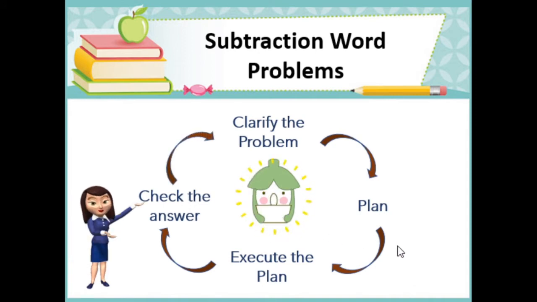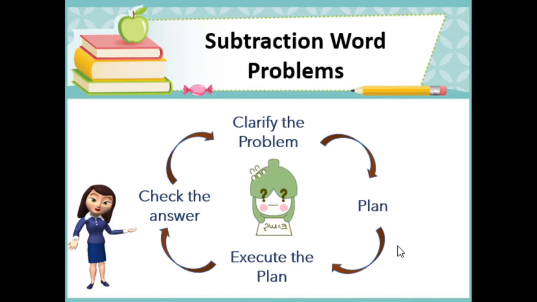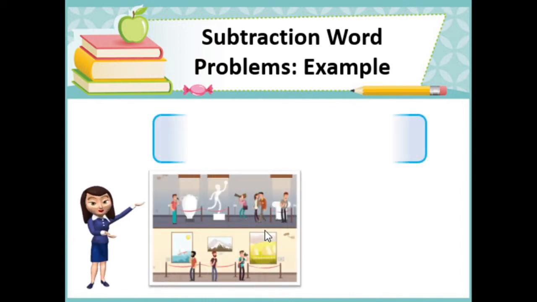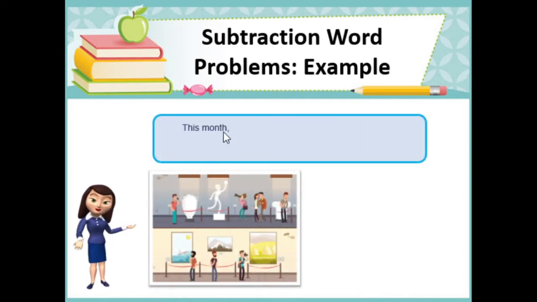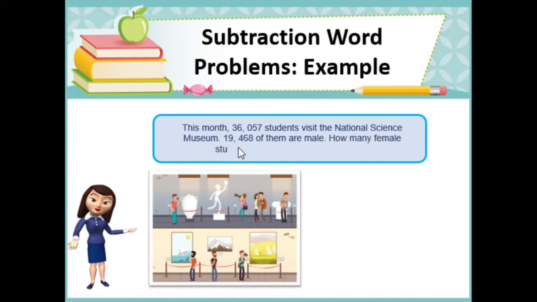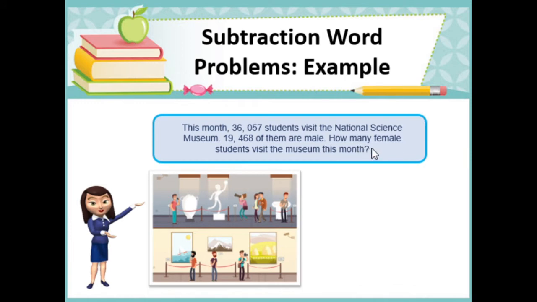Now, let's use the previous example from the last video to explain it more. The problem is this. This month, 36,057 students visit the National Science Museum. 19,468 of them are male. How many female students visit the museum this month?